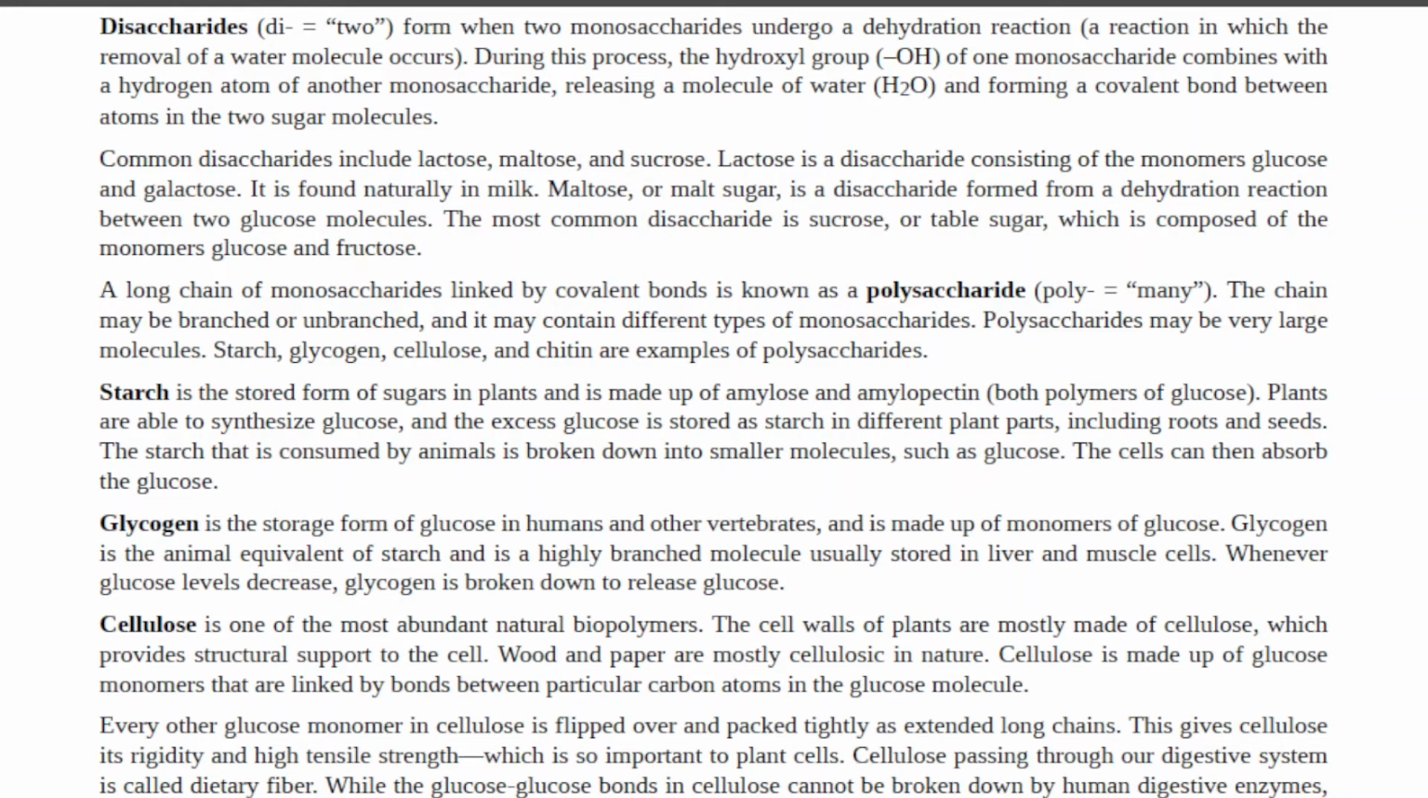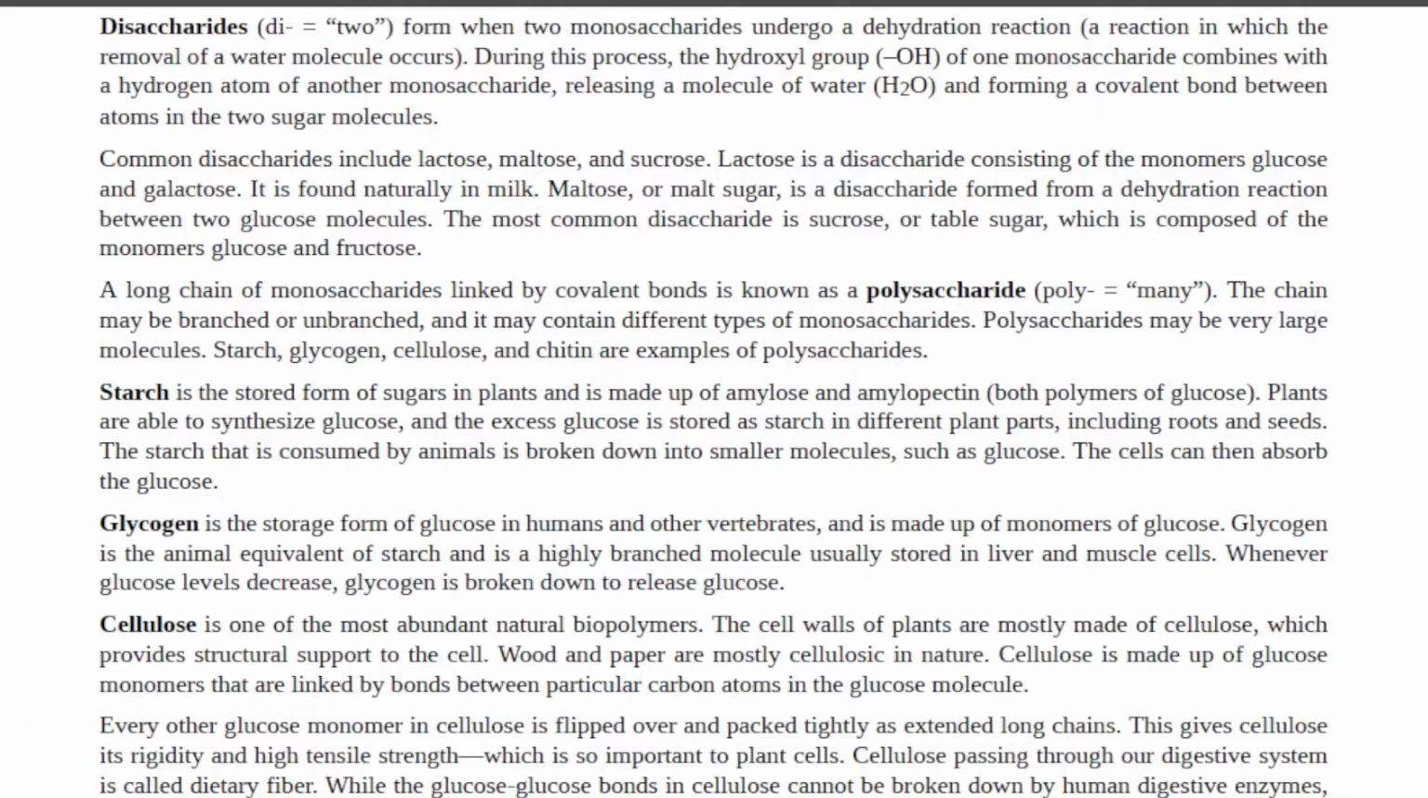A long chain of monosaccharides linked by covalent bonds is known as a polysaccharide, poly meaning many. The chain may be branched or unbranched, and it may contain different types of monosaccharides. Polysaccharides may be very large molecules. Starch, glycogen, cellulose, and chitin are examples of polysaccharides.